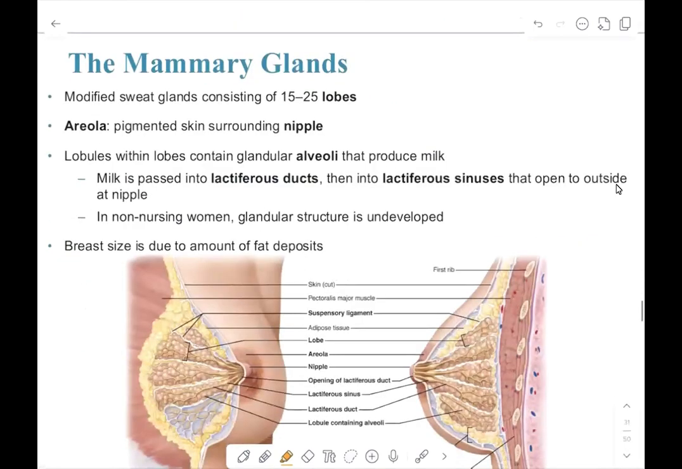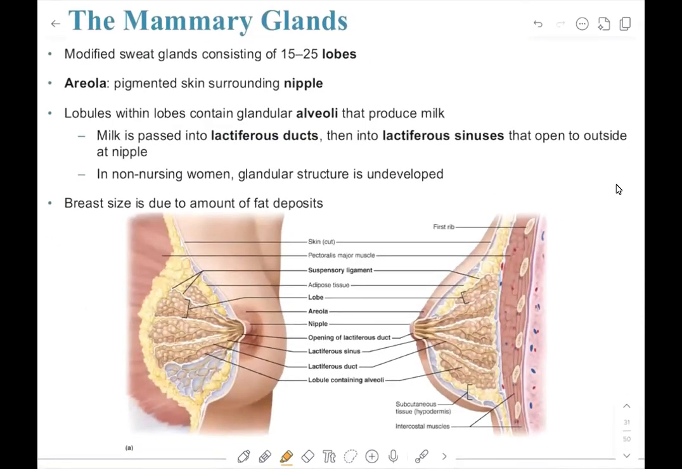And then the next slide is on the mammary glands. The mammary glands are modified sweat glands. They're actually exocrine glands, and the areola is the pigmented skin that surrounds the nipple. The lobules within lobes contain glandular alveoli that produce milk. So the milk passes into the lactiferous ducts first, then into the lactiferous sinuses, which then open into the nipple. So you should know those structures in order.